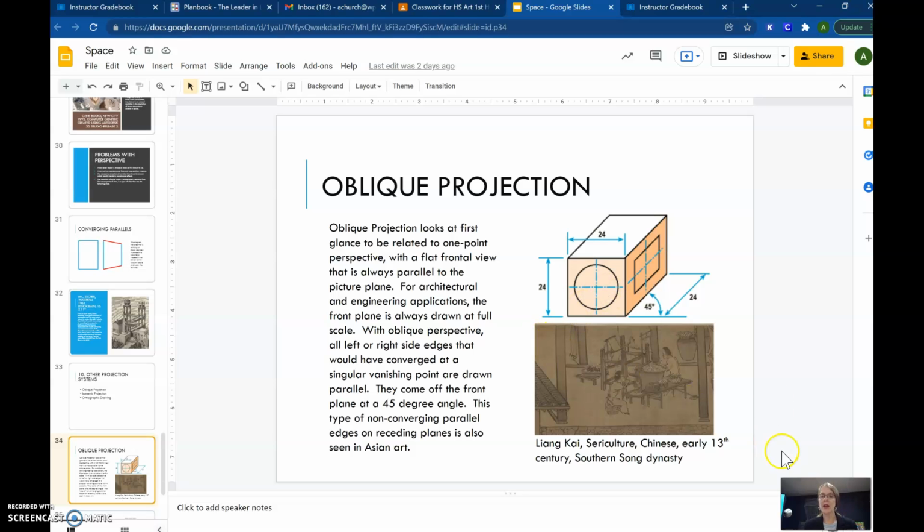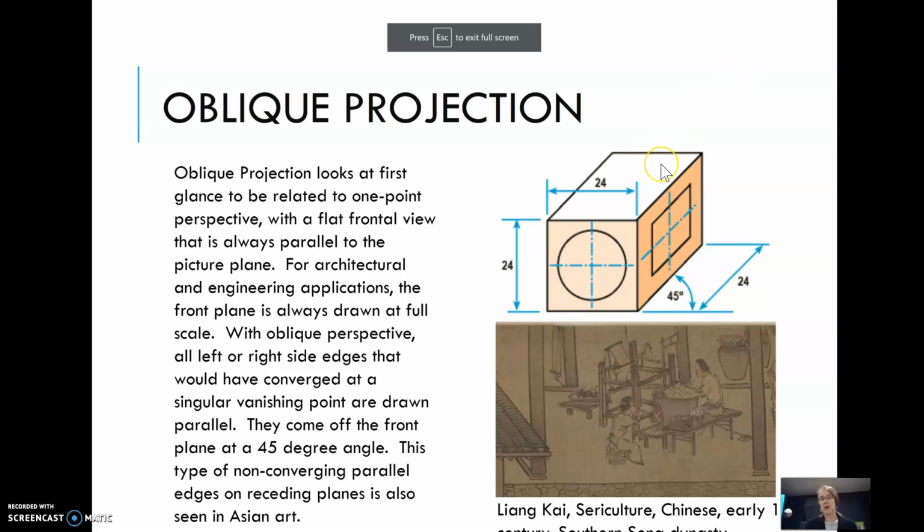Okay, now as I discussed yesterday, when we look at oblique projection, the lines that are parallel to each other are not going to actually converge in the distance at a vanishing point like we saw in linear perspective. These lines are truly parallel to each other, and they do not converge. They will go on for infinity at an angle. So they come off of the front plane at a 45-degree angle, okay?